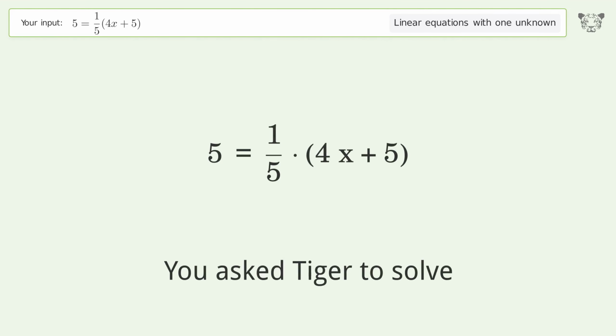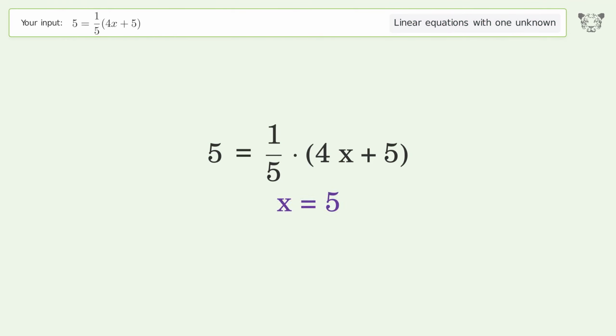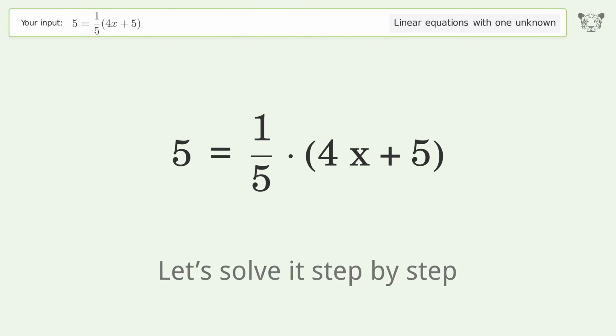You ask Tiger to solve this. It deals with linear equations with one unknown. The final result is x equals 5. Let's solve it step by step.